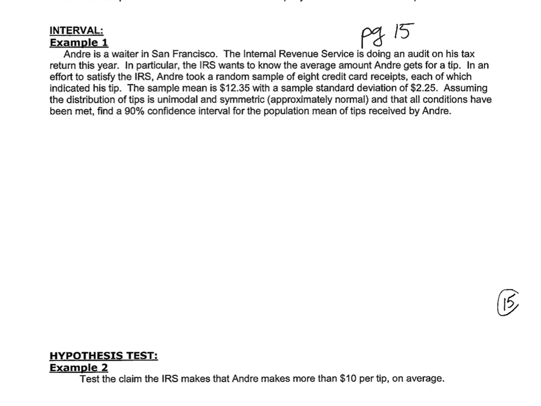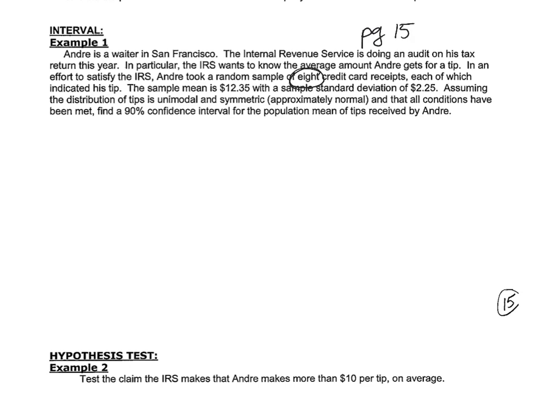And so in an effort to satisfy what the IRS did, he took a random sample of 8 credit card receipts. Now, first, me telling you that he's got 8 credit card receipts, that should make you kind of get a little nervous. Why would just 8? It's so small, yeah. So that potentially causes a problem. But we gotta watch out for that and see what's going on.